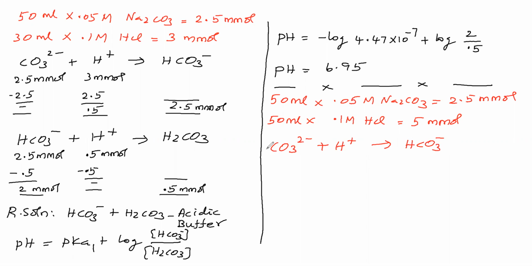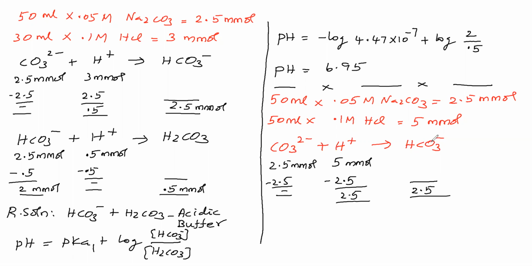Okay. This carbonate, how much we have taken initially? 2.5 millimole. H plus, how much we added so far? 5 millimole. How much carbonate will convert into bicarbonate? All 2.5, so remaining is 0. How much H plus will be consumed by carbonate? 2.5, remaining is 2.5. Bicarbonate, how much produced? 2.5 millimole.